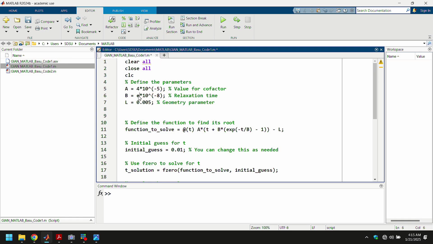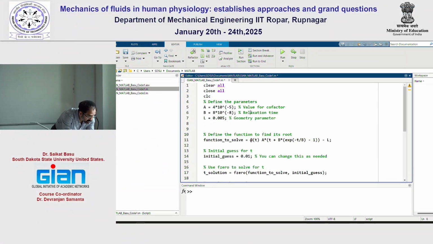Sorry, I am not really used to the keyboard of this computer. 8 times 10 to the power of minus 8. And L is SEM, which is 0.005 meters. And here I am trying to figure out the solution, but we do need to give an initial guess for the T. So let's see if this is the correct guess that would work for this particular example.